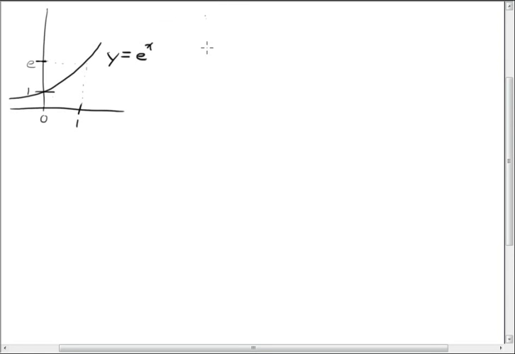Okay, in this video, I'm going to show you how to find the arc length of the curve y equals e to the x from 0 to 1. Our arc length formula says that that's going to be the integral from 0 to 1 of the square root of 1 plus e to the x squared dx.